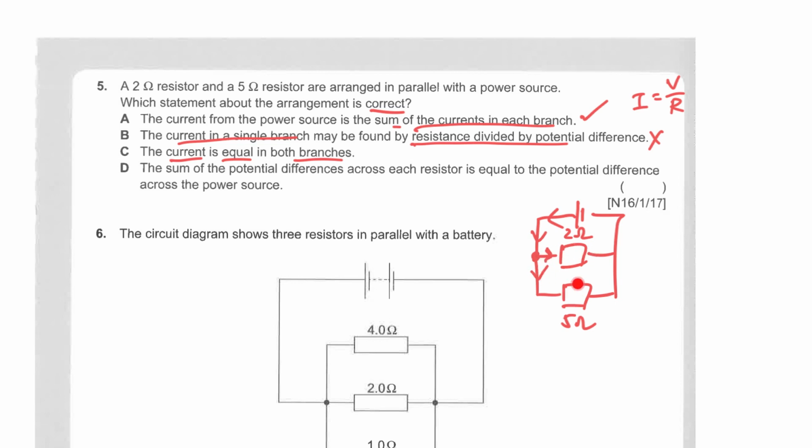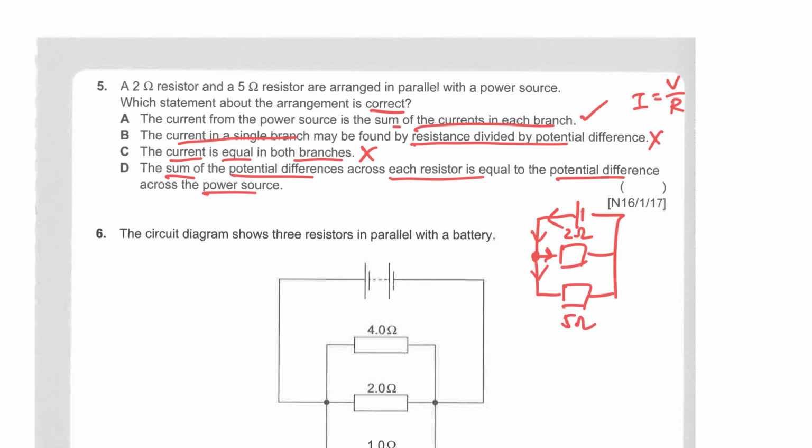But you should know that since this branch has lower resistance, the traffic jam is lower, so more current will flow through here, and less current will flow through here. So definitely they are not equal. And the sum of potential difference across each resistor is equal to the EMF.